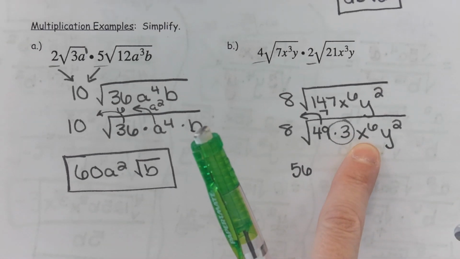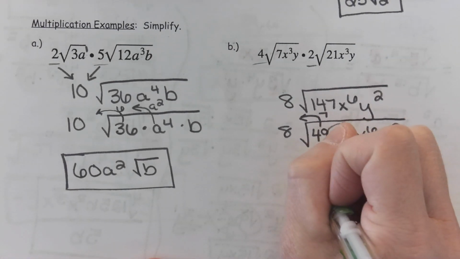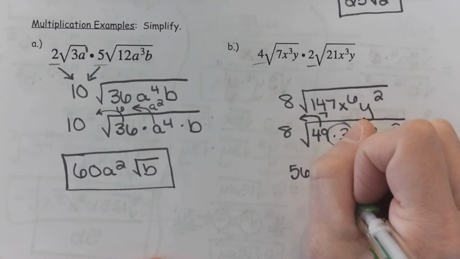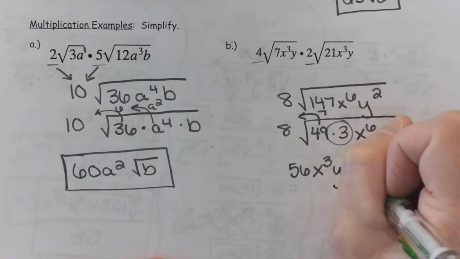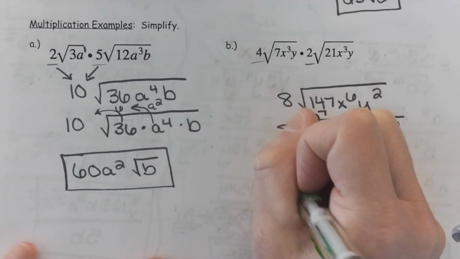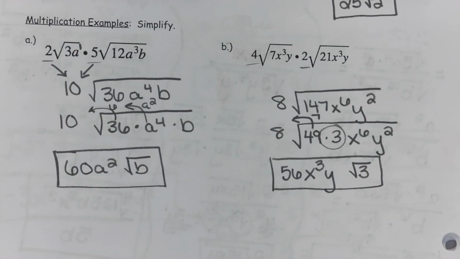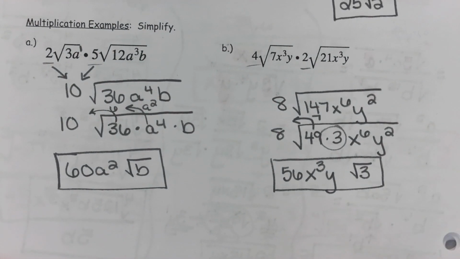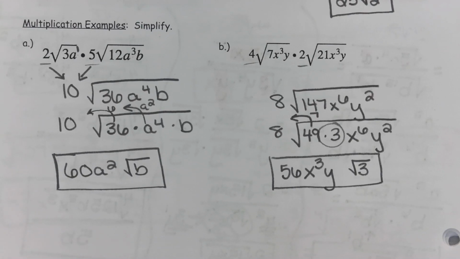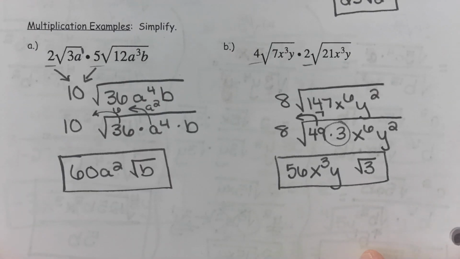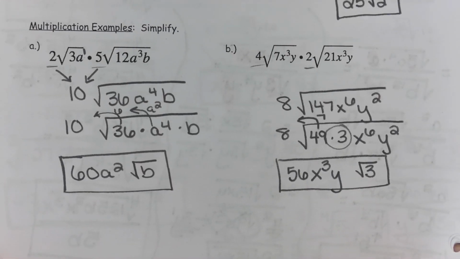If I square root the x to the 6th, what do I get? X cubed. If I square root y squared, I get y. So the only thing remaining underneath was the 3. And again, at one point we were highlighting stuff. If that helps you, you can continue to do that. All right, so it's a little bit trickier, but it allowed us to practice it again. So I think for that reason, I like that.